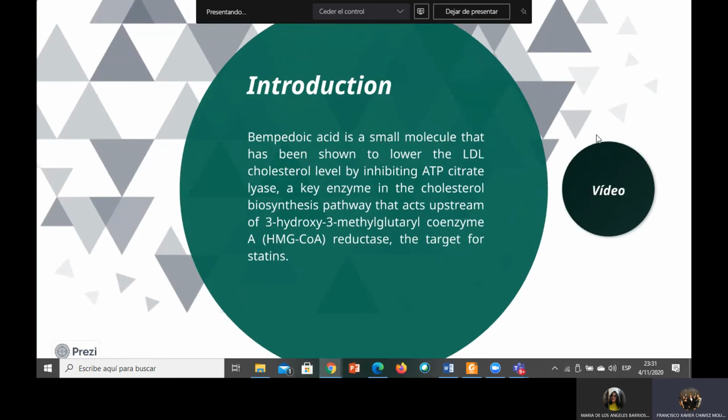Introduction. Bempedoic acid is a small molecule that has been shown to lower the LDL cholesterol level by inhibiting ATP citrate lyase, a key enzyme in the cholesterol biosynthesis pathway that acts upstream of 3-hydroxy-3-methylglutaryl coenzyme A reductase, the target for statins.